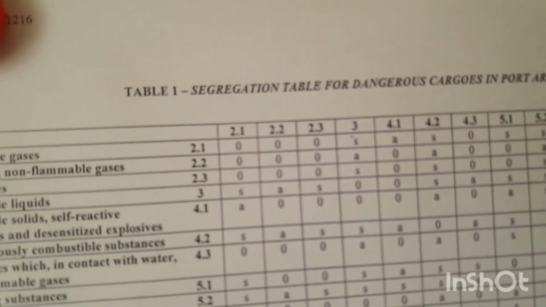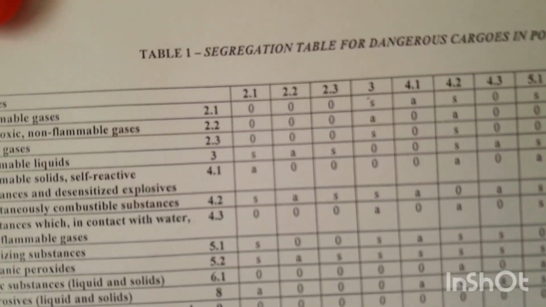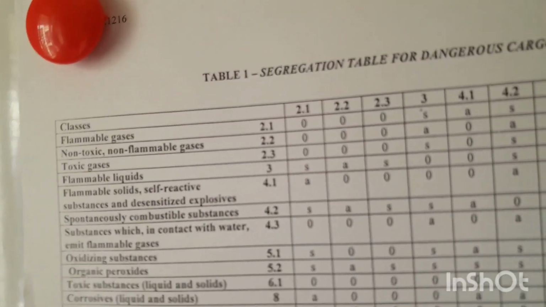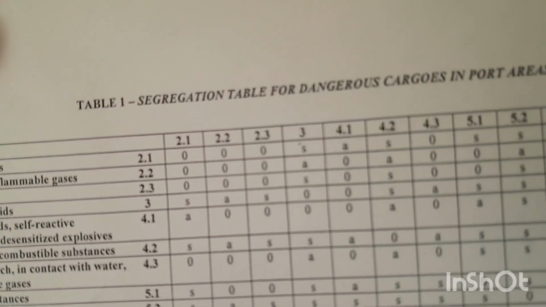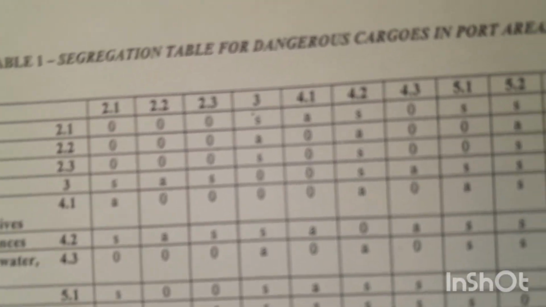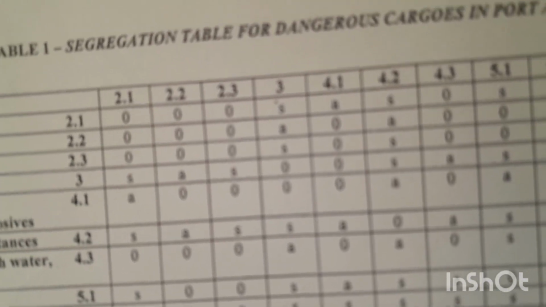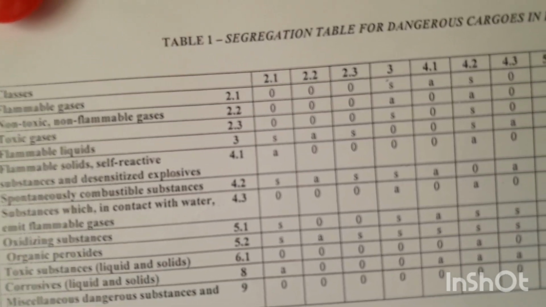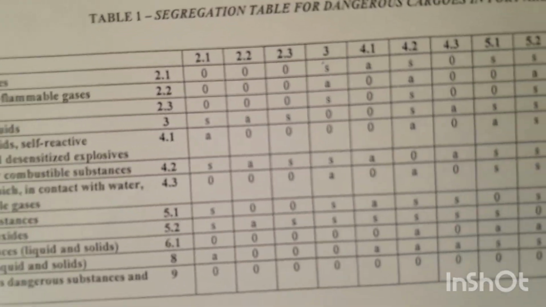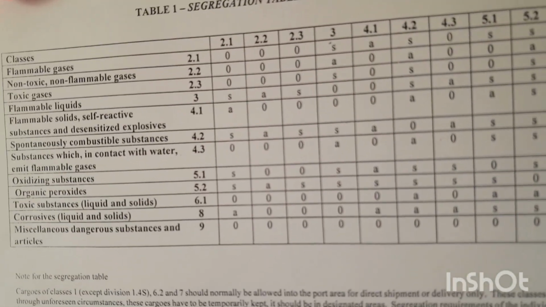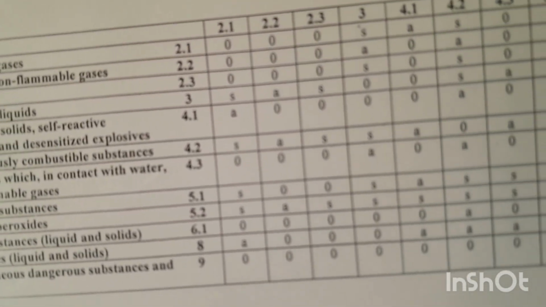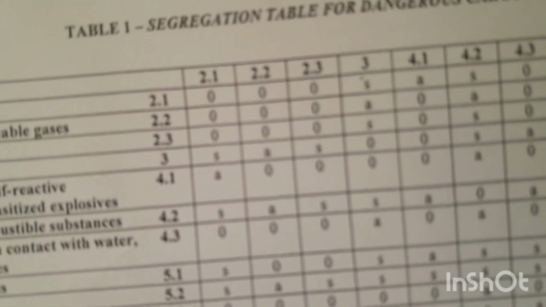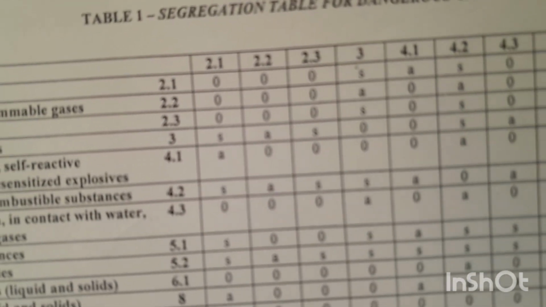So these are the 3 types of segregation. 0 means no problem, they can be kept together. Yes means to be separated by at least 6 meters, and A means they have to be kept away by at least 3 meters. A means away, yes means separated. Away means 3 meters, and separated means 6 meters. 0 means compatible, they can be kept together.